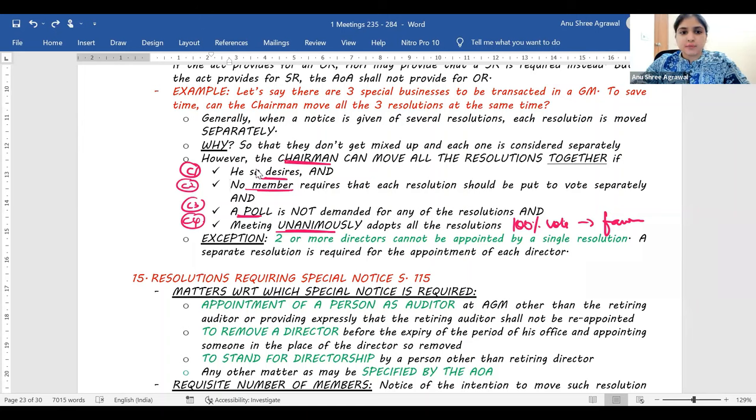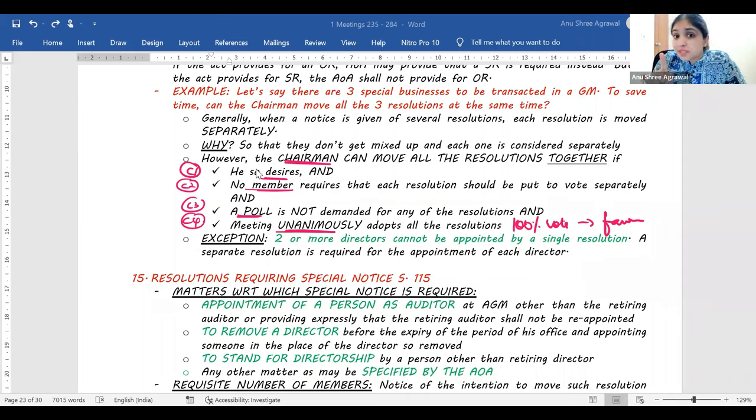Understood this discussion, everybody, guys? Yes, we'll see this part once again. So many matters, can we pass the resolution together? Generally, no. Generally, for every matter, we need a separate resolution. But when can you combine them all into one single resolution? If four conditions are fulfilled.